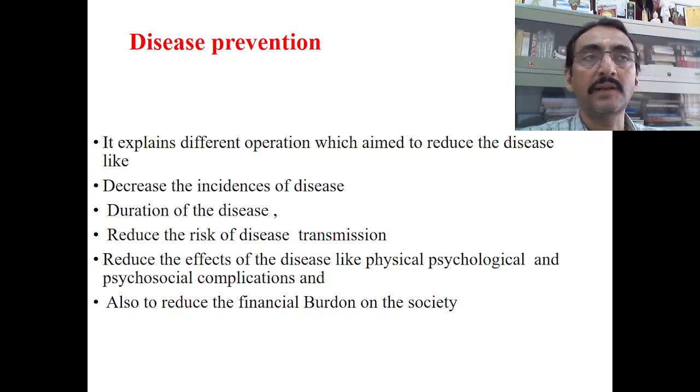Previously the incidence was very high, now the incidence is low. That is also disease prevention. Another important point is reducing the risk of disease transmission. Of course, the disease is still there, but the transmission rate has decreased. That is also disease prevention. Reduce the effects of the disease like physical, psychological and psychosocial complications. Although the disease is there and it is happening, it is not causing many complications physically, psychologically, socially or psychosocially. And also reduce the financial burden on the society. This also comes under disease prevention. So disease prevention is a broad term which includes all these important points.